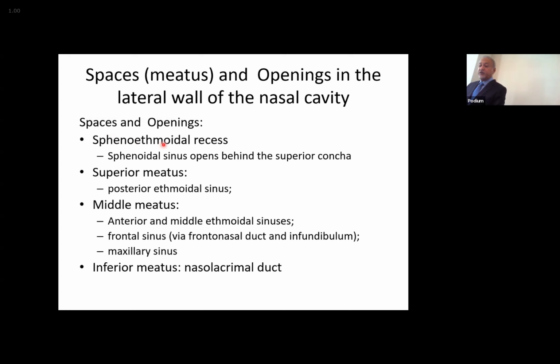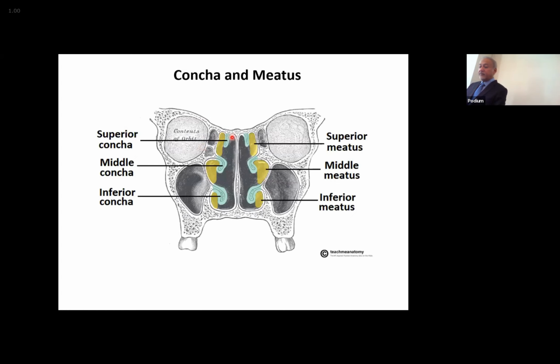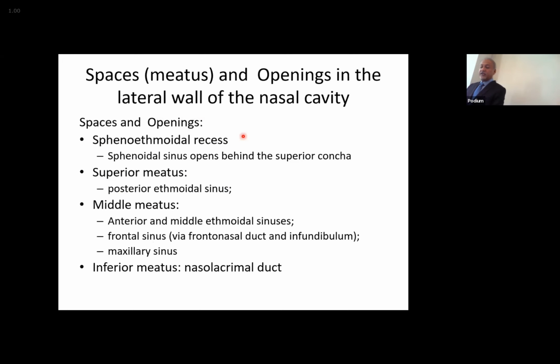Now sphenoethmoidal recess. So where is this recess? This space there, where my pointer is now, which is sitting superior to the superior meatus and inferior to the sphenoid. That's why we call it the sphenoethmoidal recess, which is this recess there. Okay, I'll show you in the next diagrams as well. Now into the sphenoethmoidal recess opens the sphenoidal sinus.